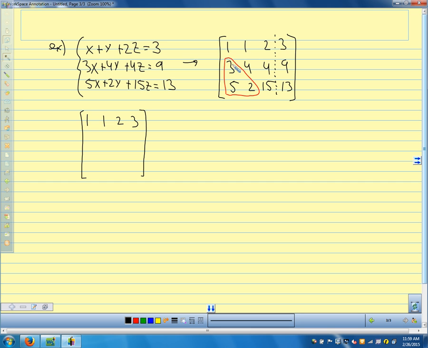So what are we going to do to get rid of that 3 there? Multiply row 1 by -3. So I'm going to say -3 row 1 plus row 2. That's how I get this row. So when I do that, I get -3 plus 3, I get a 0 there. -3 plus 4, I get a 1. -6 plus 4 is -2. And -9 plus 9 is a 0.